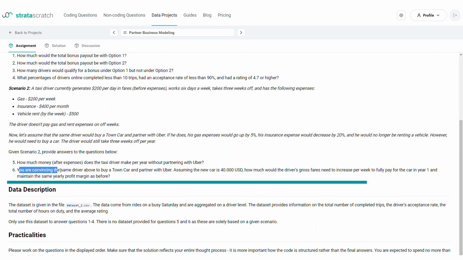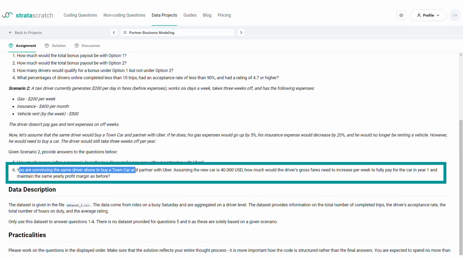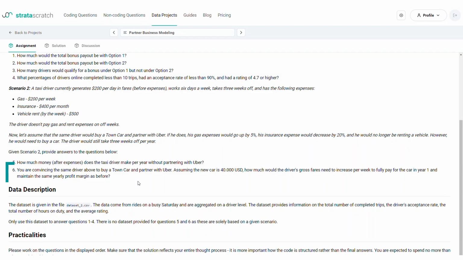And now let's go back to question number 6. You're convincing the same driver to buy a town car and partner with Uber. Assuming the new car is $40,000, how much would the driver's gross fares need to increase per week to fully pay for the car in year 1 and maintain the same yearly profit as before?